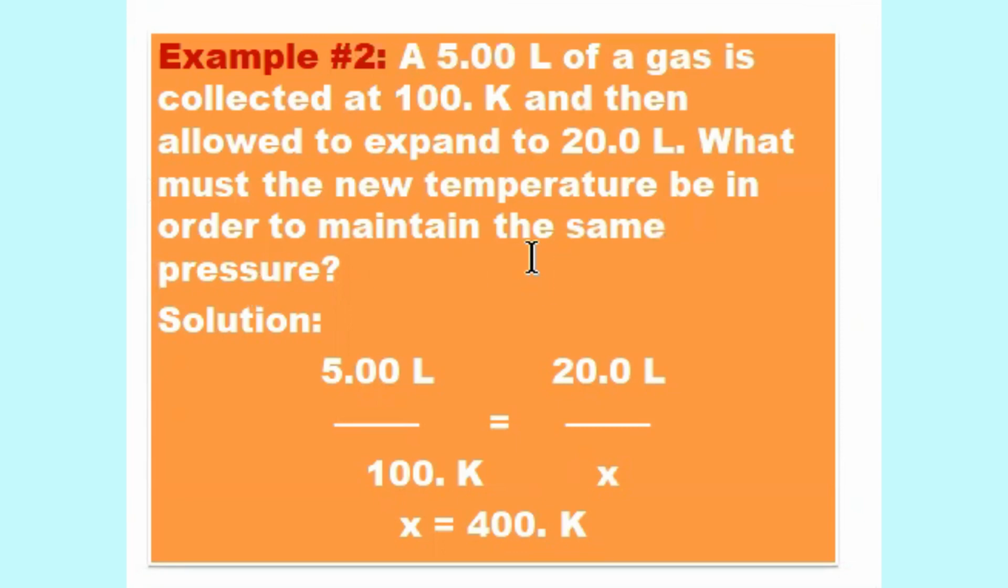Okay, the pressure is the same. The amount of the gas also is constant, but the volume and temperature are variables. V1 is 5 liters divided by T1, 100 Kelvin, and V2 is 20 liters, which is divided by T2. Crisscross and divide by 5 liters. This gives 400 Kelvin.